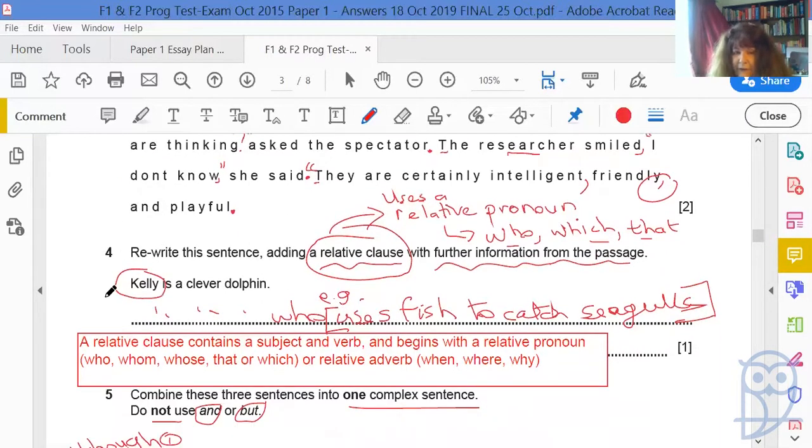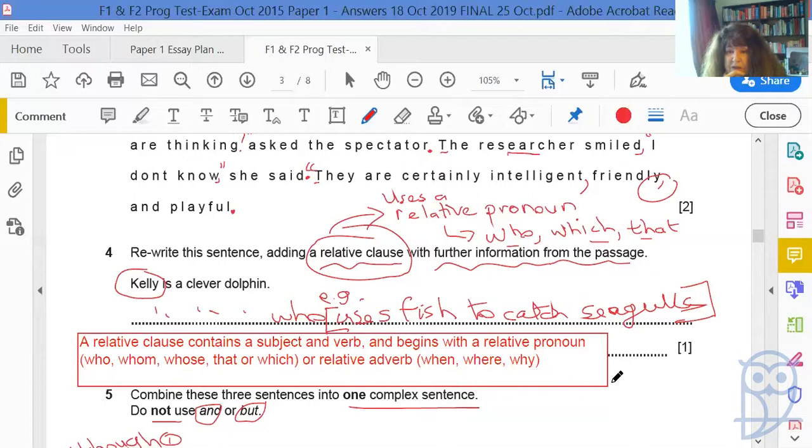Right, here's another favorite you're always going to get. Rewrite a sentence adding some type of relative clause, okay, with information from the passage. So what is a relative clause? A relative clause contains a subject and a verb, and most importantly, begins with a relative pronoun: who, whom, whose, that, or which. Or sometimes a relative adverb: when, where, or why, depending on the meaning of the sentence.